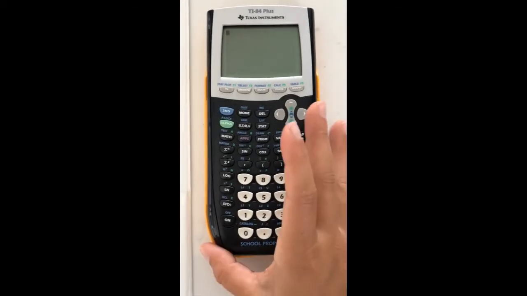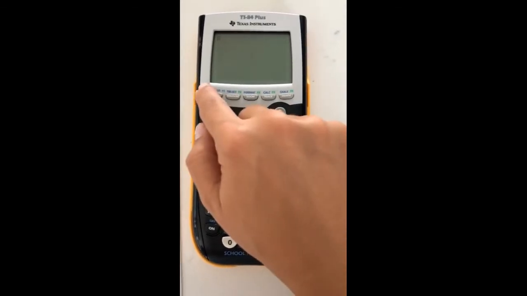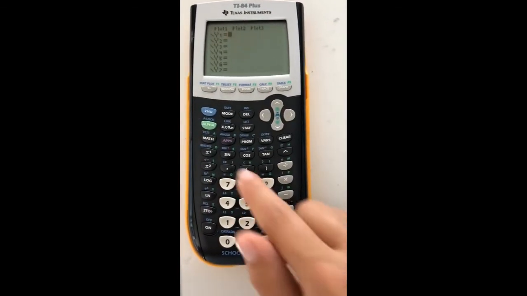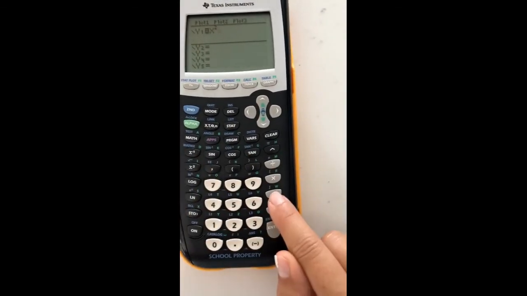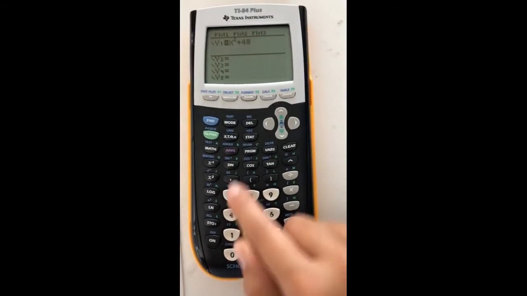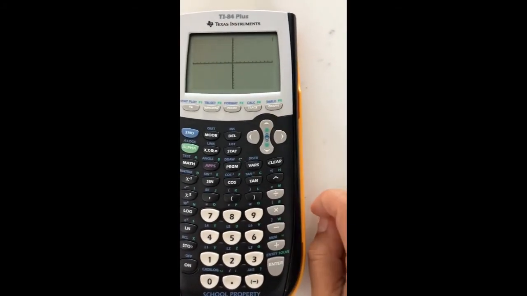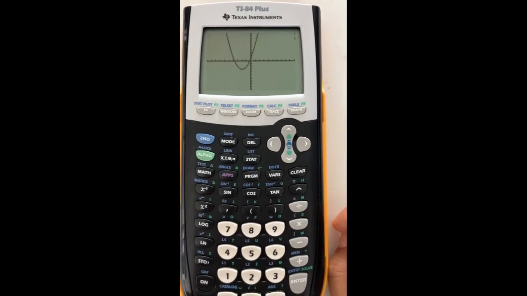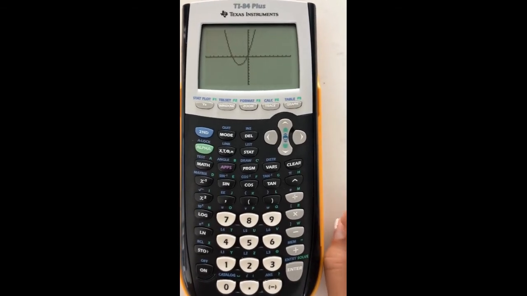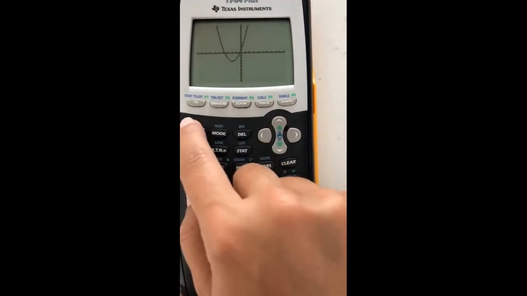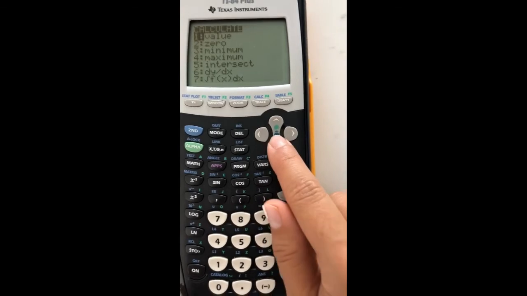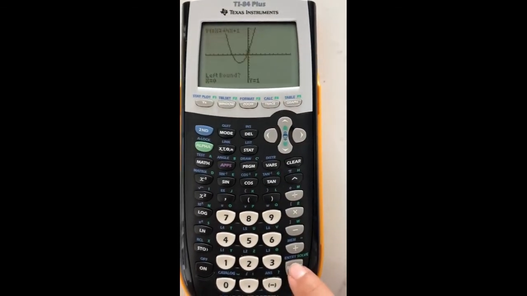All right, so you should have your graphing calculator out. We want to go to y equals, we're going to type in our equation. So we have x squared plus 4x plus 1. Okay, then I can go ahead and hit graph. All right, now I want to find my roots or my zeros. So I'm going to go to second calc, go down to option 2 to find our zeros.